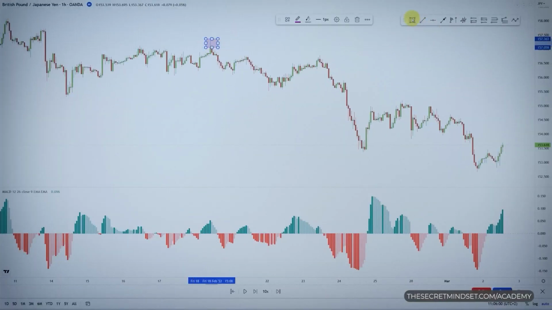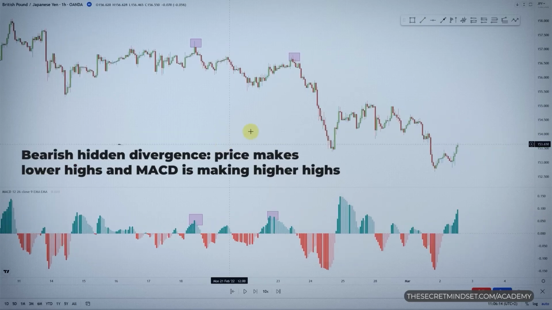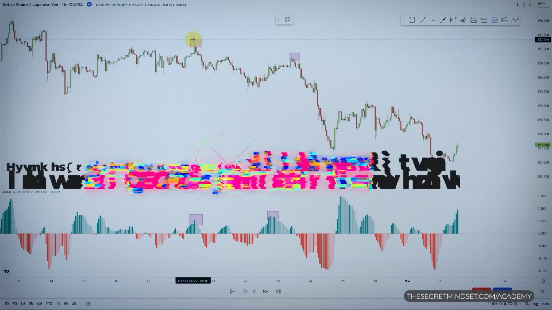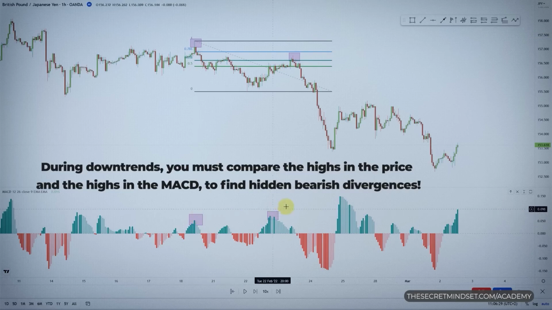Take a look here. First, you have a clear and obvious bearish hidden divergence, with price making lower highs and the MACD making higher highs. This type of imbalance mainly occurs during downtrend corrections. So during a downtrend, you must compare the highs in the price and the highs in the MACD to find hidden bearish divergences. You're not interested in swing lows on the price or on the MACD.